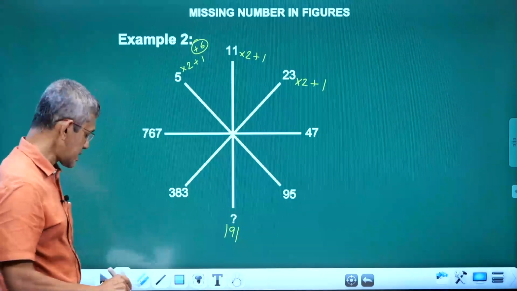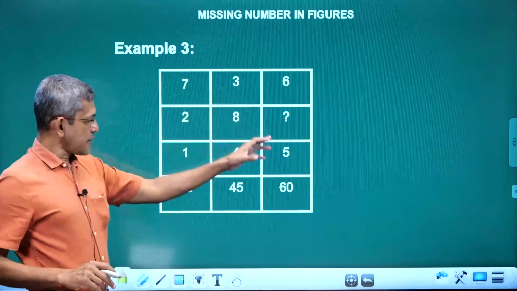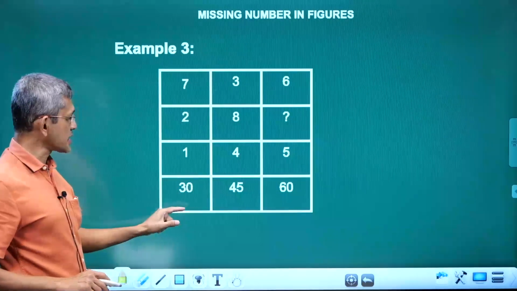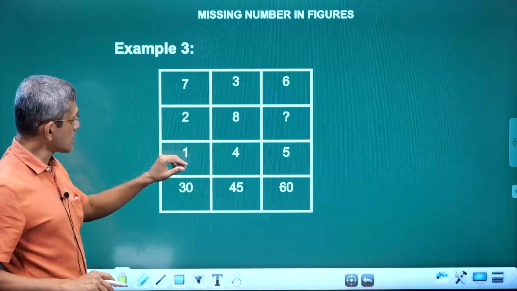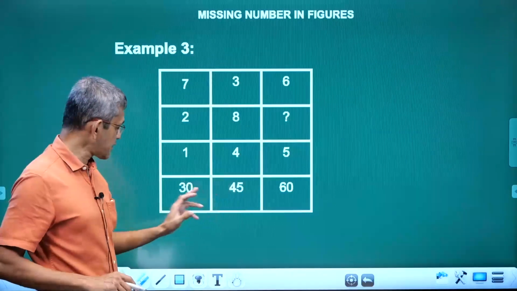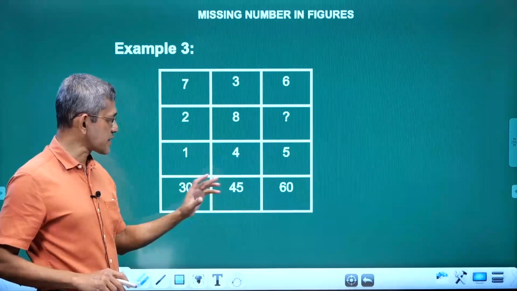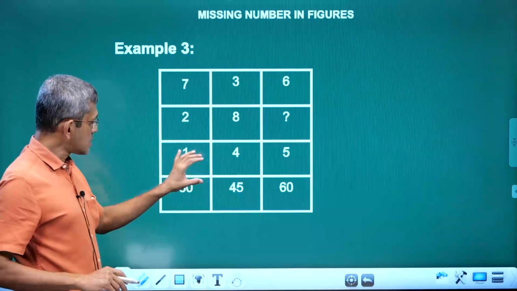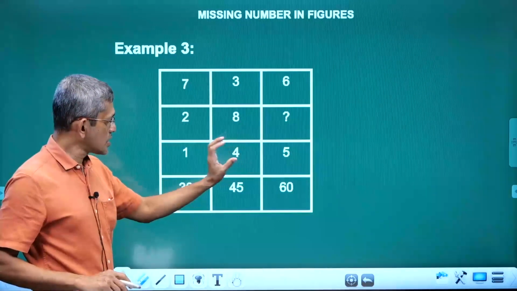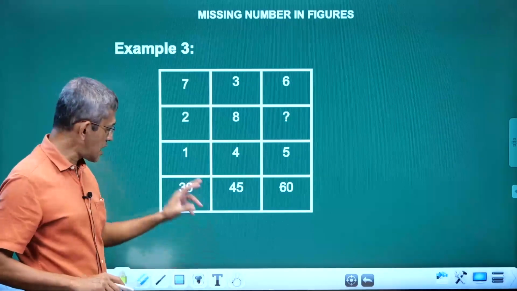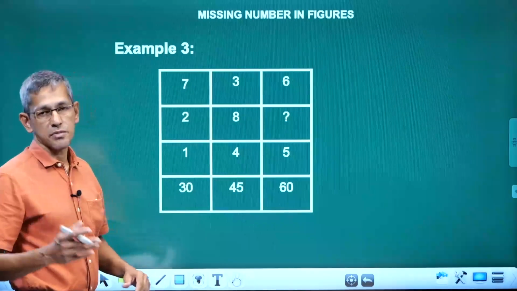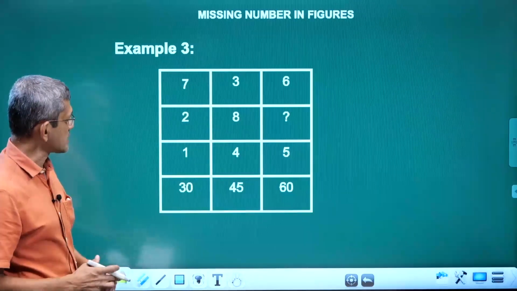Done. Right? Next one. Well, that is in the Sudoku format, tabular format. We have numbers given right here. So 7, 2, 1, 3, 8, 4, 6 and question mark 5. Then the last row we have 30, 45, 60. The first 8 numbers are given here, 8 columns. Those are single digit numbers, and in the last row we have two digit numbers. So what is the pattern here?